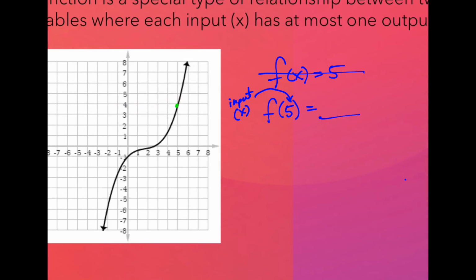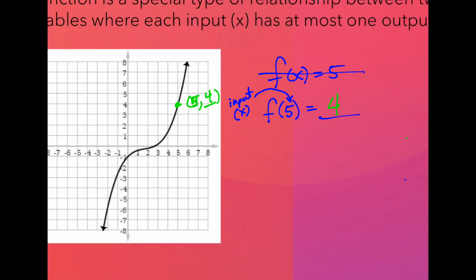In other words, this point here has 5 as an input. What is its output? And the answer is 4. And so the f of 5 is equal to 4 on this particular graph.